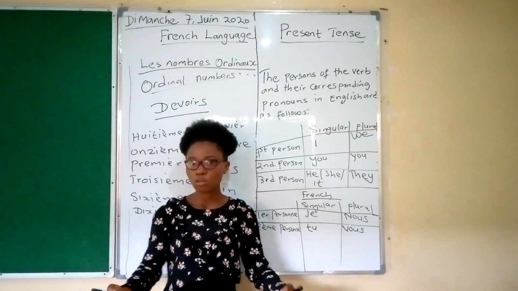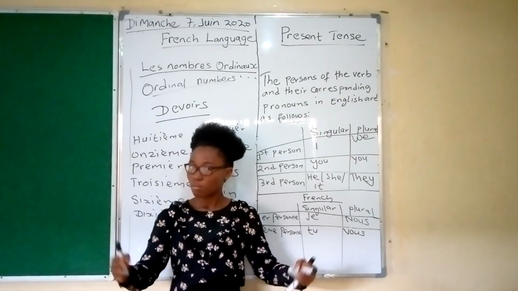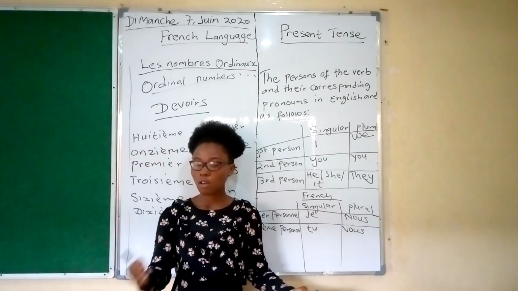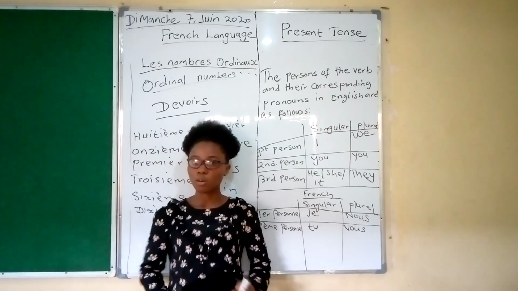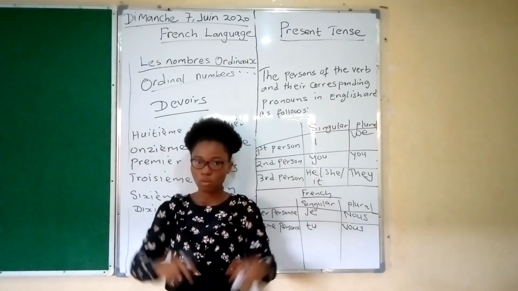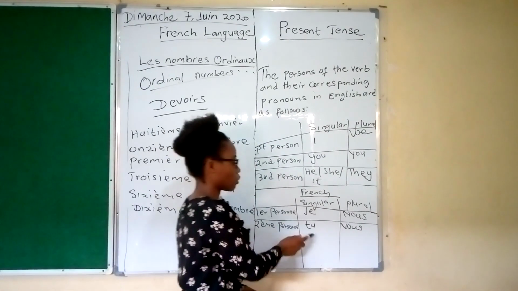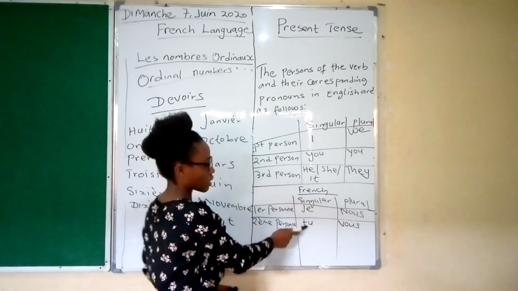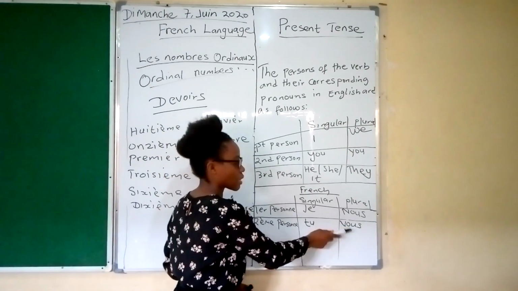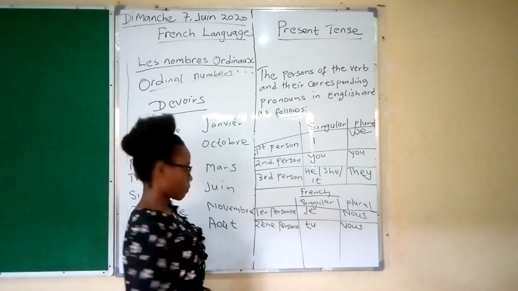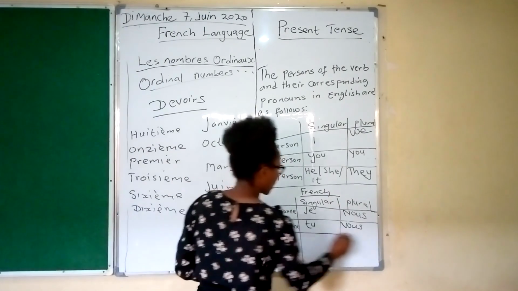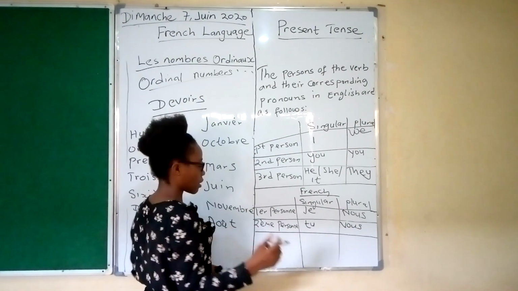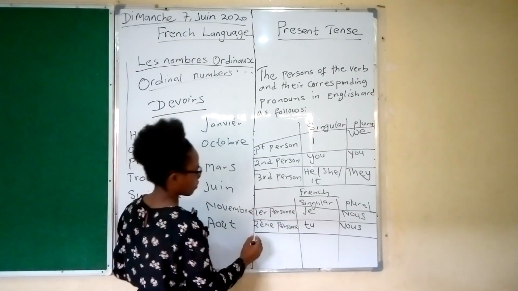And the vous is also used to refer to what? Many persons, okay? Instead of using tu, you use vous when you're referring to a group of persons, okay? So, vous is the plural of tu, okay? Tu, vous. This is informal and this is formal, and at the same time plural, okay? Alright.